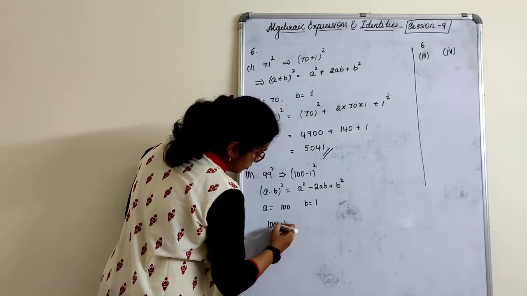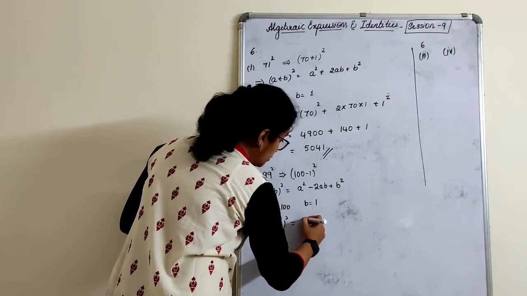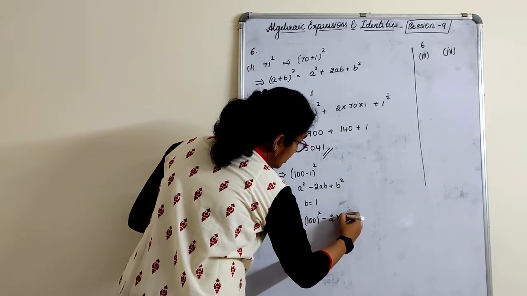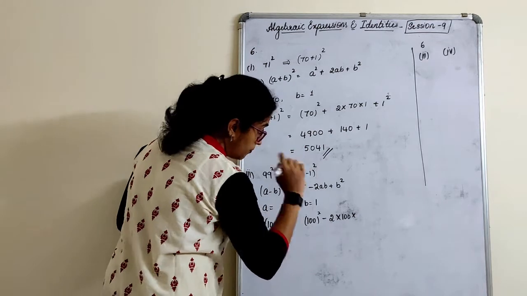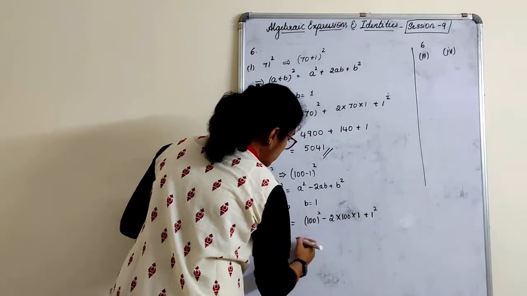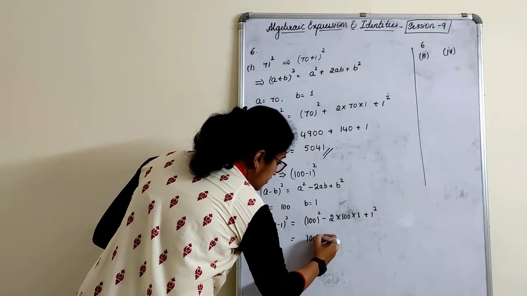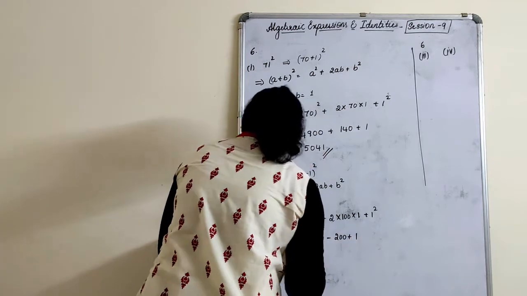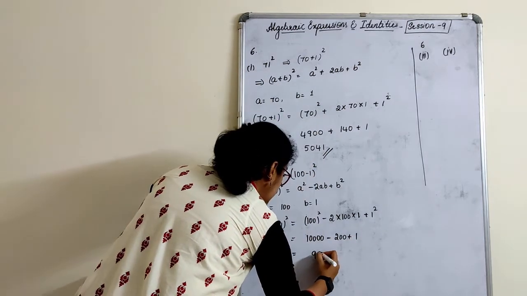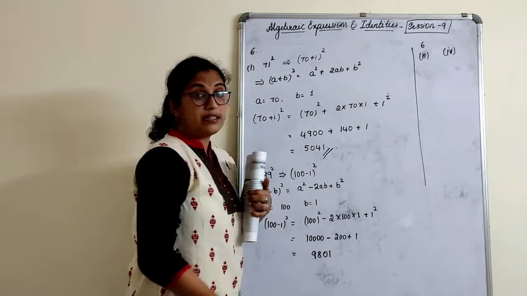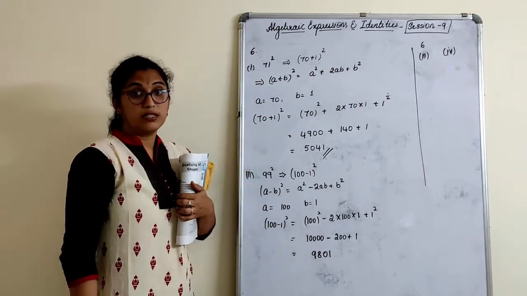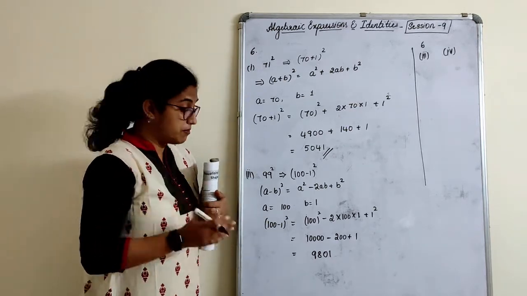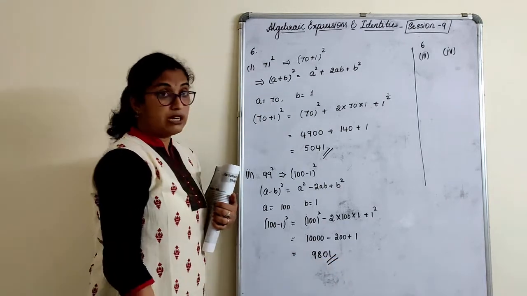So 100 minus 1 whole square is equal to 100 square minus 2 into 100 into 1 plus 1 square. 100 square, zeros followed by 2 more zeros, minus 200 plus 1. Answer will be 9801. So this is how, when you calculate this, you get answers in terms of numbers, right? So understood now how to go about this.